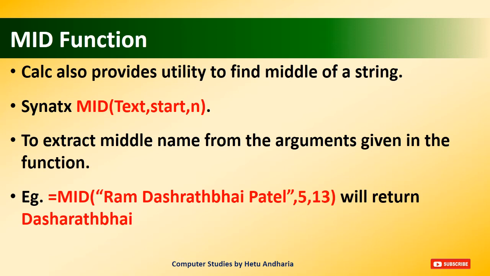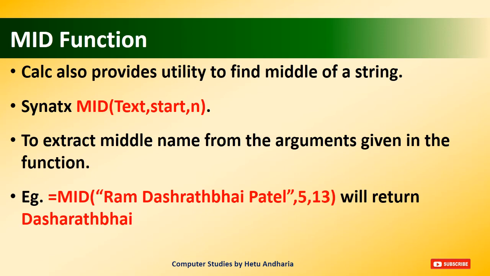Example is equal to MID, bracket, the name, that is Ram Dasrath Bhai Patel. Now I want to crop it from the fifth letter: RAM is 3 letters plus a space makes the fourth, so I want to crop from the fifth. So 5 comma, how many letters does Dasrath Bhai contain? 13. So comma 13. We feel that these types of functions are useless or outdated, but they are very helpful when you want to design a program. In that you will need all these things to create and hack passwords and to break strings apart. That time you will realize the importance of these functions.